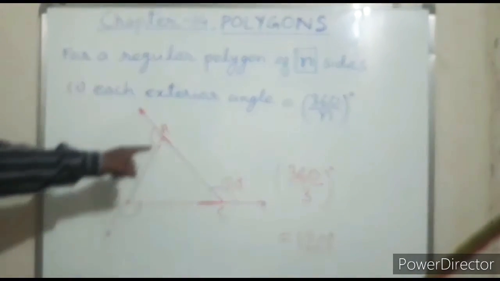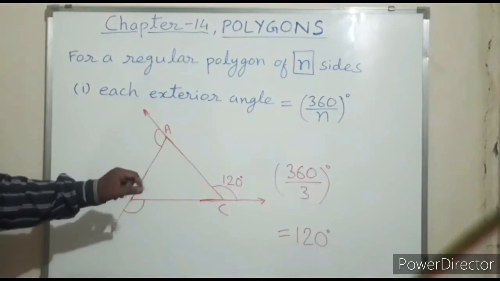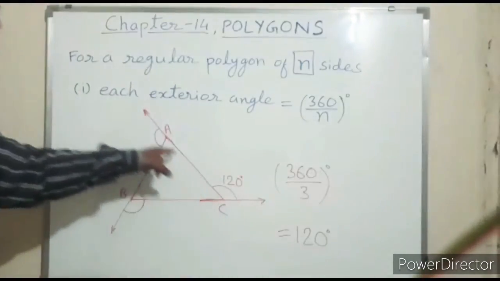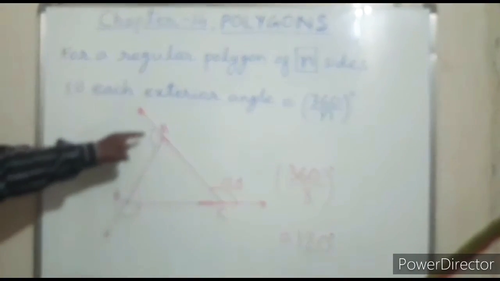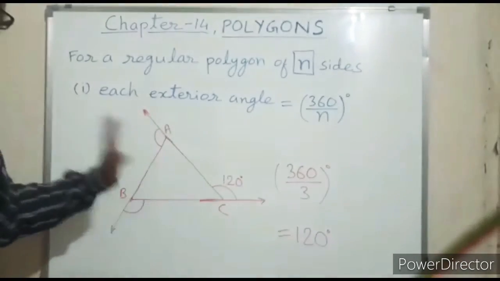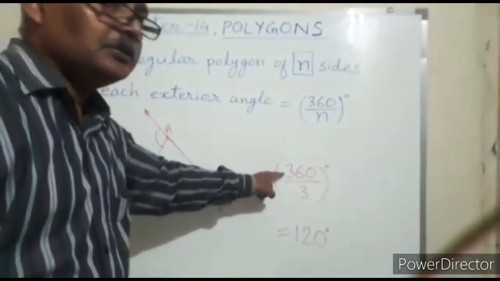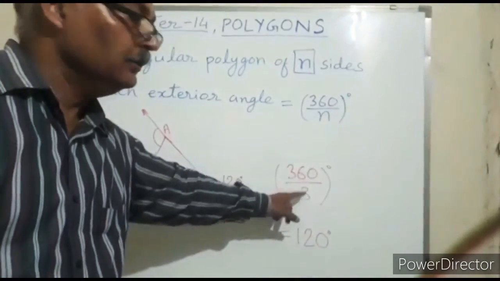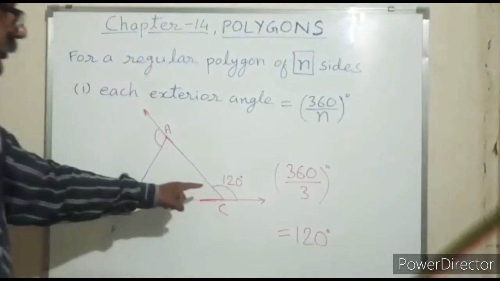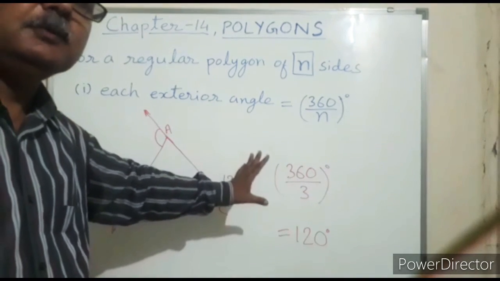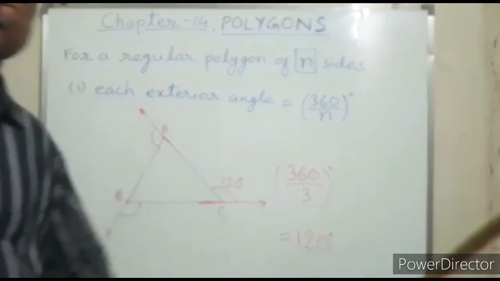Take one example. We take an equilateral triangle, all three sides equal, sides AB, BC and CA. They are produced. By that we get three exterior angles and all three exterior angles are equal because it is a regular polygon. If we divide 360 by the number of sides, there are three sides, divide by 3, we get 120 degrees, which is the measure of the exterior angle. So we got the measure of the exterior angle. This formula is applicable only for regular polygons.